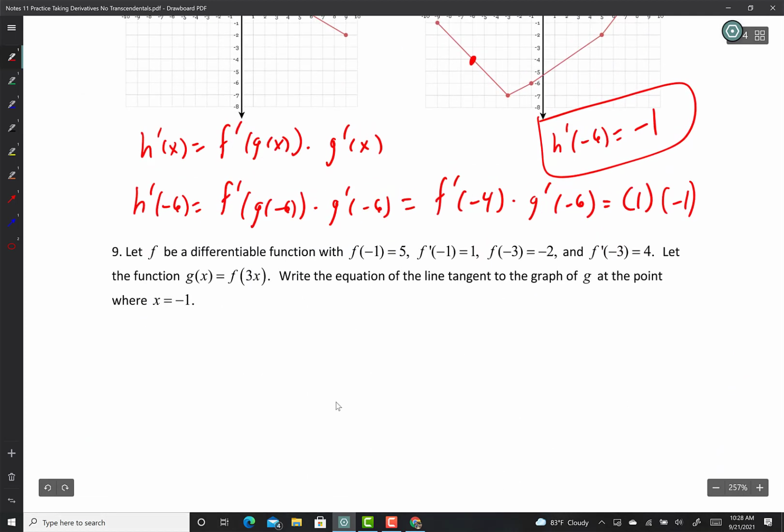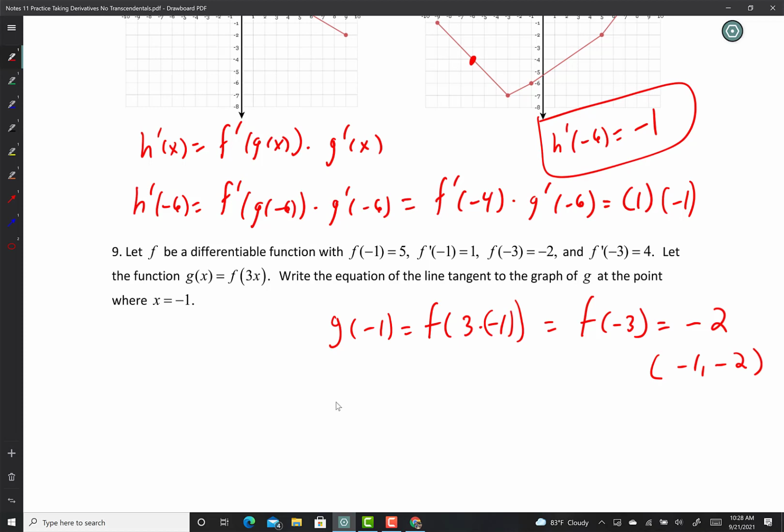And last one. Yay. Let f be a differentiable function, and they give you a whole bunch of stuff. Let the function g of x equal f of 3x. Write the equation of the line tangent to the graph of g at the point where x equals negative 1. First, I need a point, because they want a tangent line, right? So let's find our point. G of negative 1 equals f of 3 times negative 1. So that is f of negative 3. So I go to f of negative 3 and I get negative 2. So my point is negative 1 comma negative 2. Is everyone okay with how I got that?